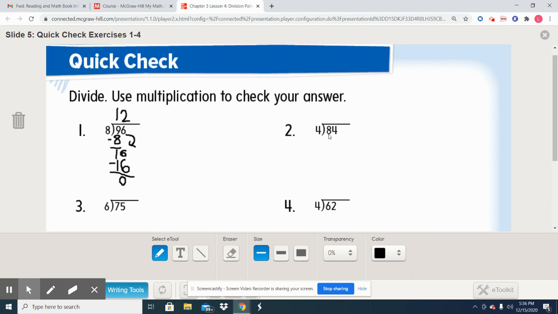Number 2, 8 divided by 4. How many times does 4 go into 8? 4 times 3 is 12. 12 is more than 8, and we're dividing 8 divided by 4 here. So it would not be 3 times. It would only be 2 times because 3 would be more than 8, which we don't want. So 4 times 2 is 8. 8 minus 8 is 0.